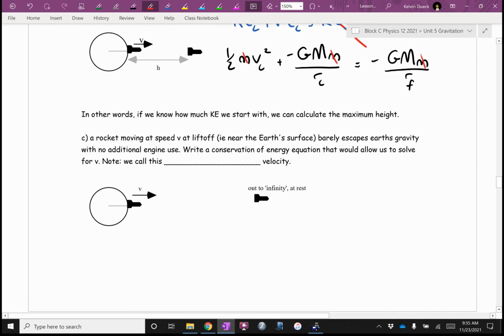A rocket moving at speed v at liftoff near the Earth's surface barely escapes Earth's gravity with no additional engine use. Write a conservation of energy equation that would allow us to solve for v. Note, we call this escape velocity. So what's our conservation of, well, it's conservation of energy.